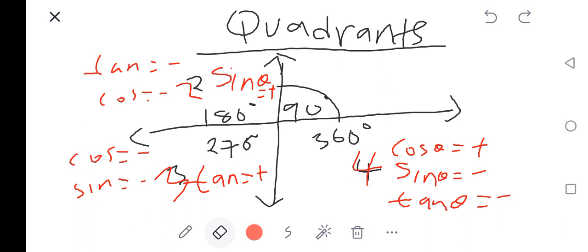So all of them in quadrant one, they are positive. Sine is plus. Cos is plus. Tan is plus. In quadrant one, they are all positive. They are all free to express themselves.